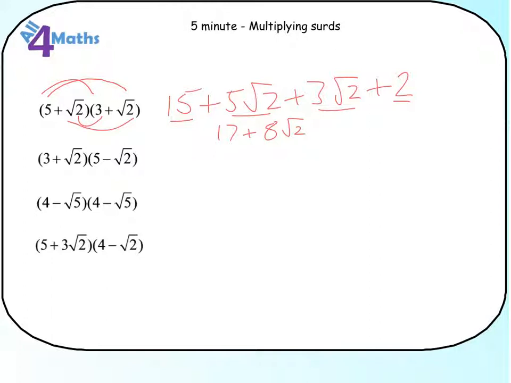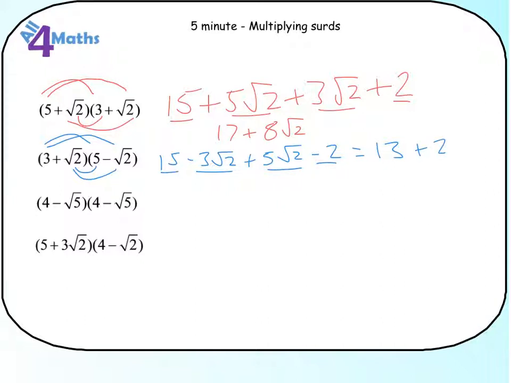The next example is very similar. We've just got a negative in here that we've got to be careful with. So I've got 3 times by 5, which is 15. 3 times by negative root 2, which is minus 3 root 2. The root 2 times by 5, so plus 5 root 2. And then the root 2 times negative root 2, so we've got minus 2. Again, I'm going to collect these terms together. So 15 take away 2 is 13. And minus 3 root 2 plus 5 root 2 is positive 2 root 2s.